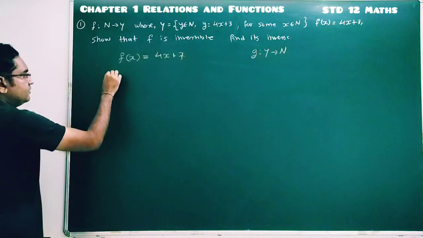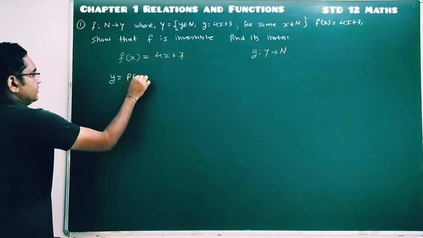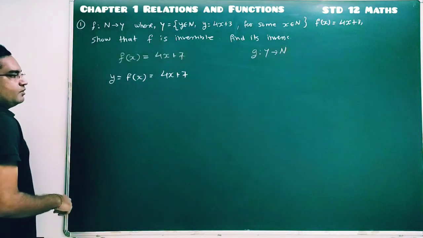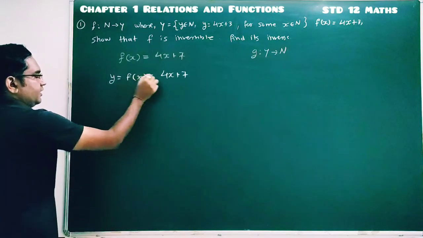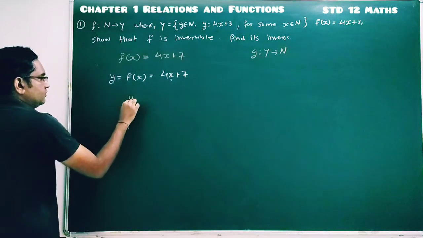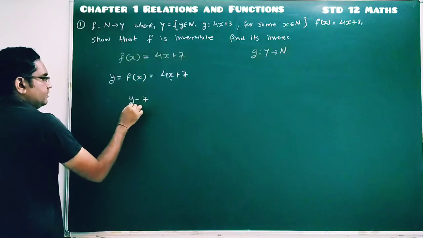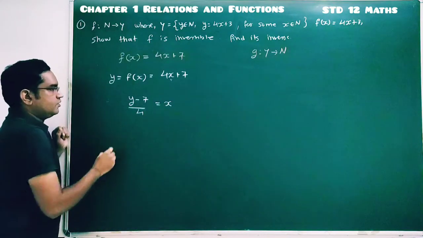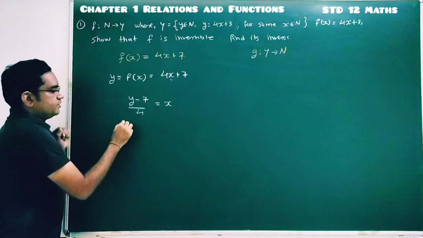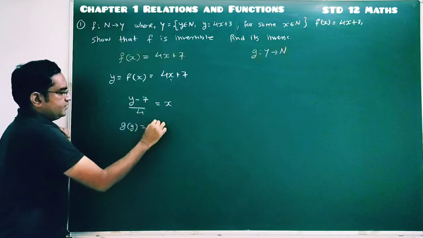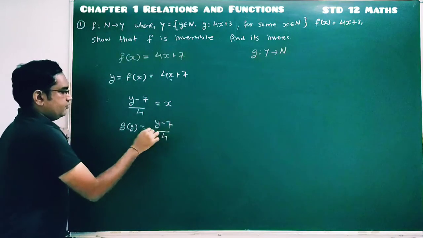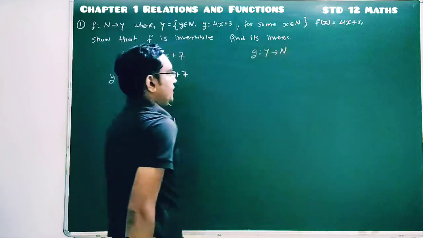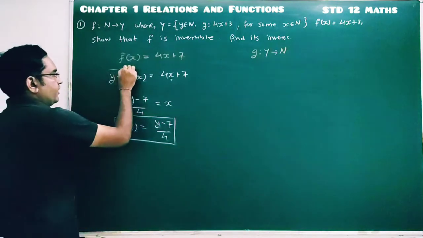Now we are writing this function y as f of x. So y equal to f of x, that is equal to 4x plus 7. Now writing this function in terms of x, this is equal to (y minus 7) by 4 equal to x. Done. So x is nothing but the function g of y. So g of y is equal to (y minus 7) upon 4. So this is another function g of y from Y to N, and this is the given function f of x.